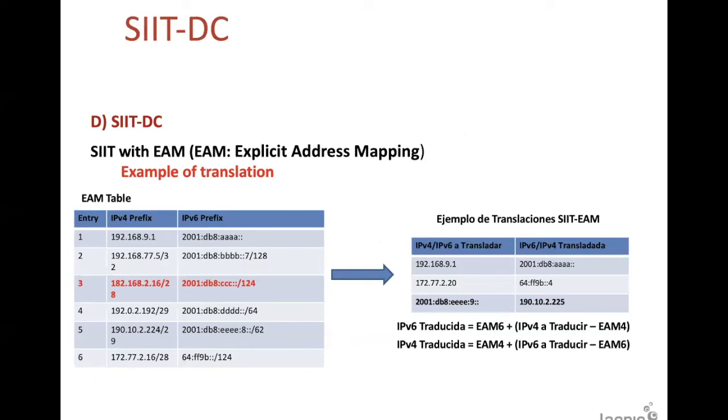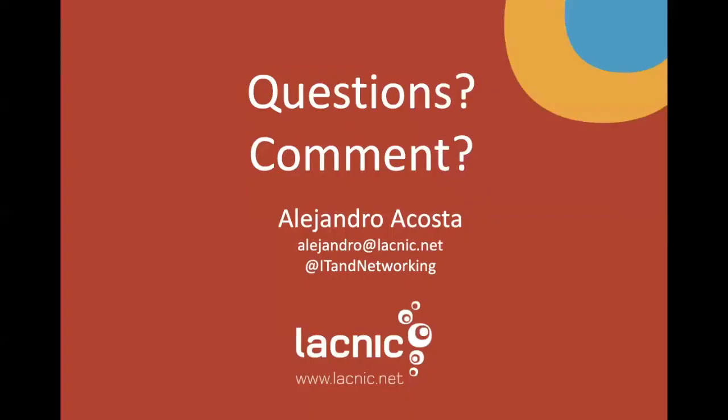Here is an example of how everything works. Here is an explicit address mapping table. You can see the entry number, the IPv4 prefix, and the IPv6 prefix, more or less how the translation is done. And you can see that in this one a single host, a /32, is mapped to a /128. In case the mask is not specified, it will assume that this is /32. In the same way, the IPv6 prefix is considered /128. And let's see. Well, this is all I have, Mariela.